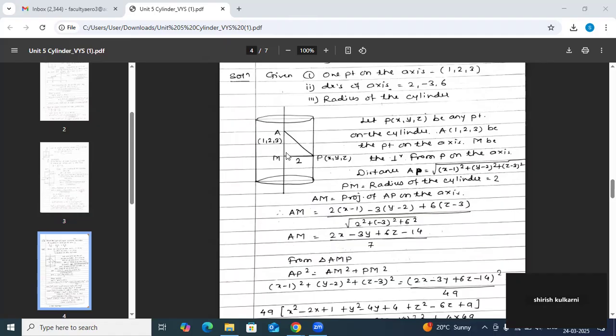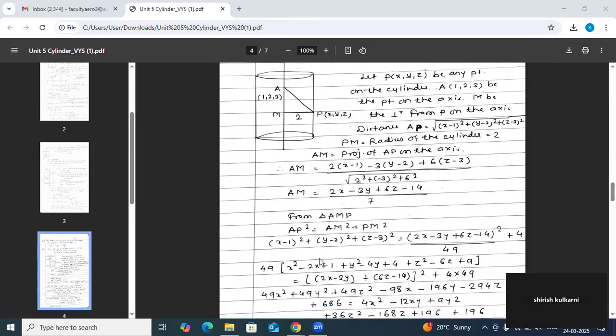The concept is you have to find the AP using the distance formula. AM is the projection concept. PM is the radius of the cylinder given, and with the help of the Pythagoras theorem, AP square is equal to AM square plus PM square. Substitute all the values, simplify, and find the equation of the right circular cylinder.